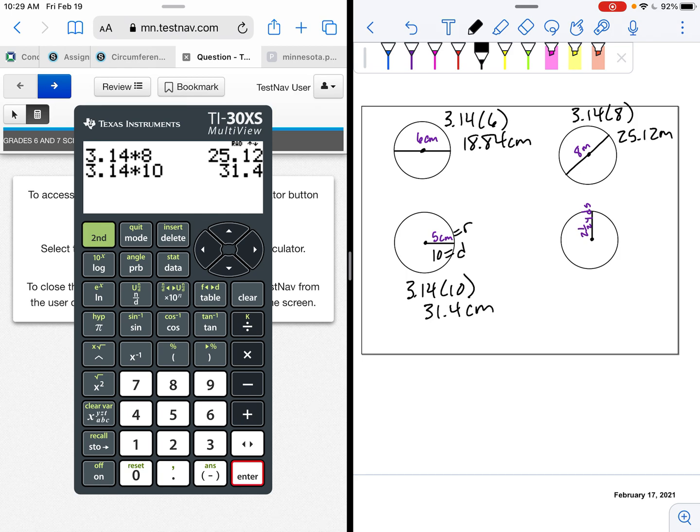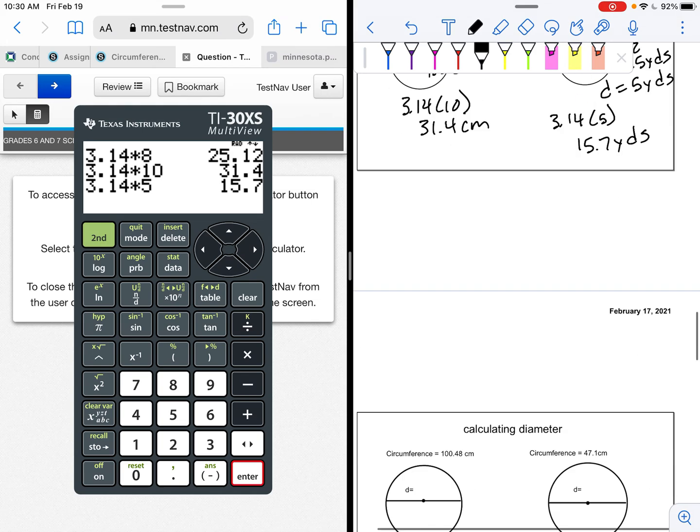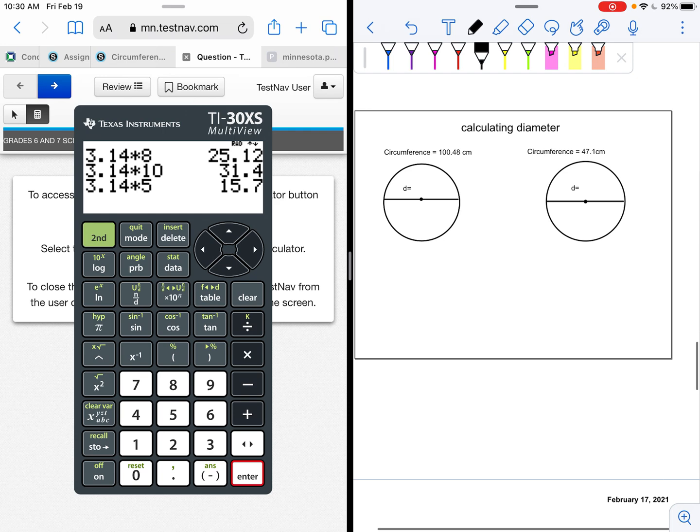So here I did a fraction on purpose. So my radius is 2.5 yards, which means that my diameter is 5 yards. So I'm going to do 3.14 times 5. On my calculator, 3.14 times 5 is 15.7, so 15.7 yards.